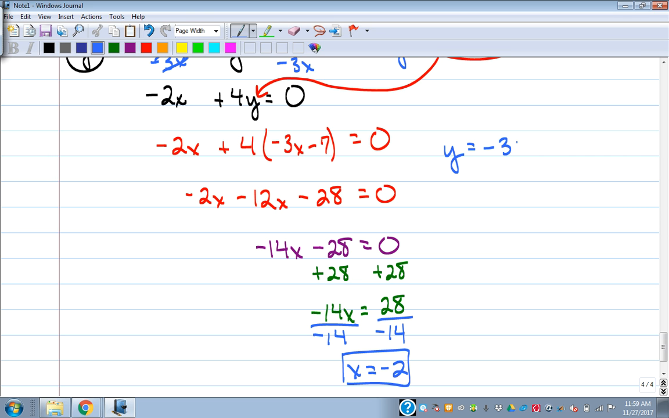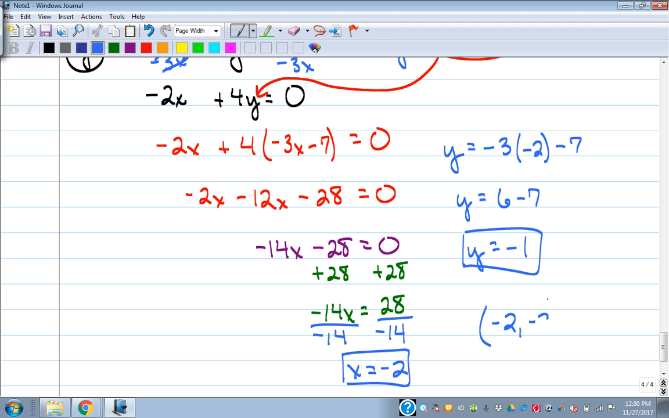Yeah, I got this equation that had an x, a y by itself, and x on the other side. So I'm going to plug that in there. Work it out. That'd be 6 minus 7, which is negative 1. Ordered pair, negative 2, negative 1.